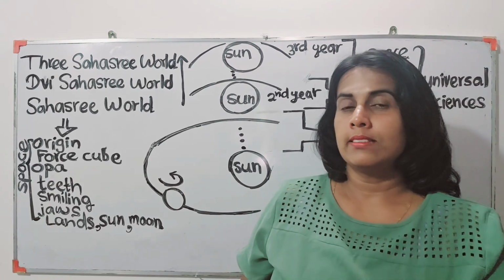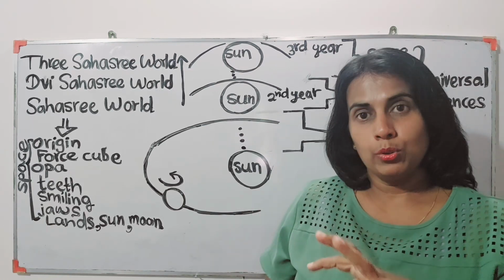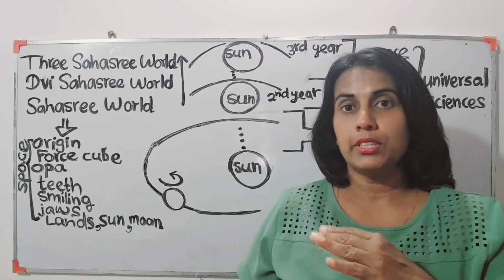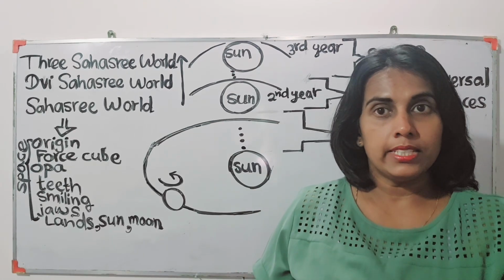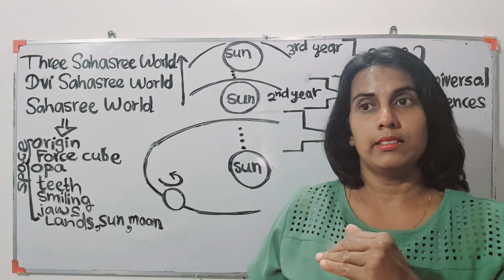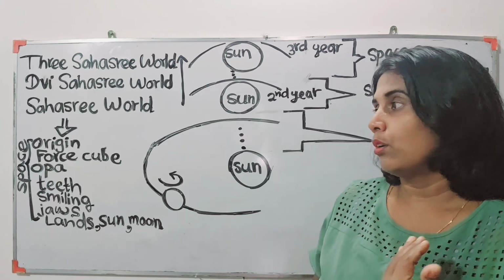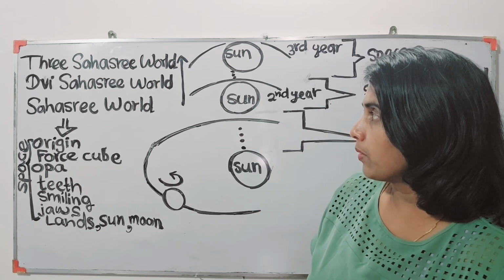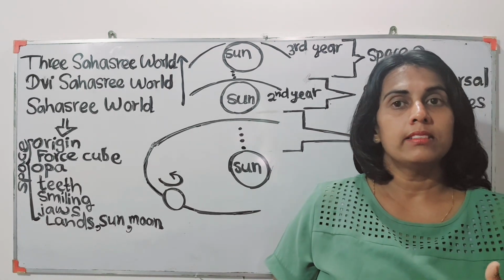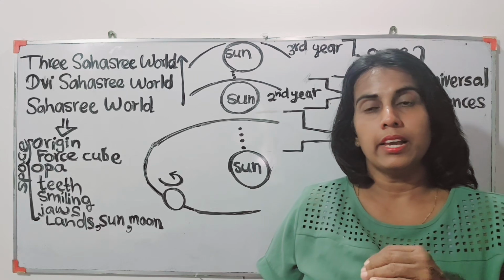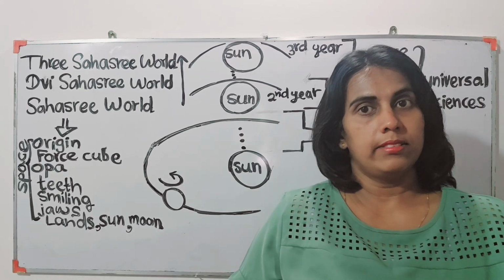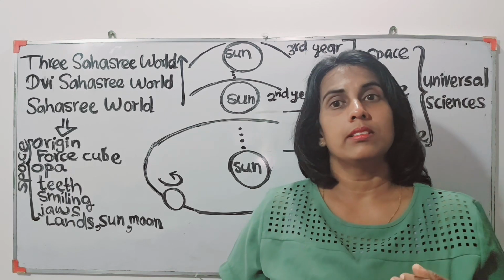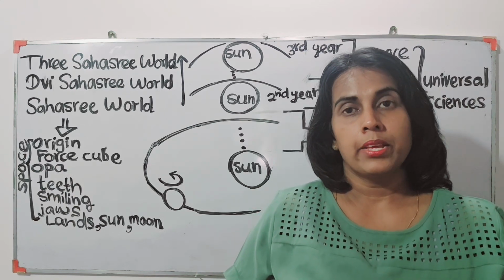Universal sciences are a set of methodologies and theories that the universe is using to create everything in the universe. And after the universal sciences, I've given their Sahasrari worlds. Sahasrari worlds means the worlds consisting of space.